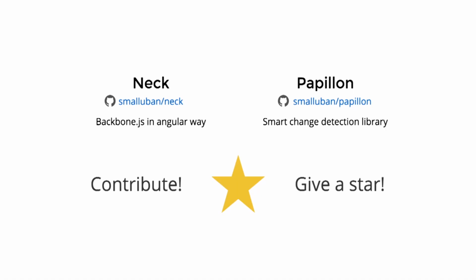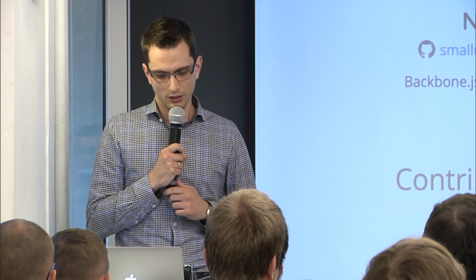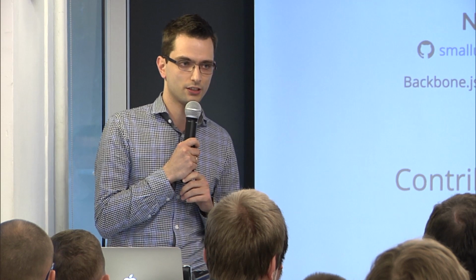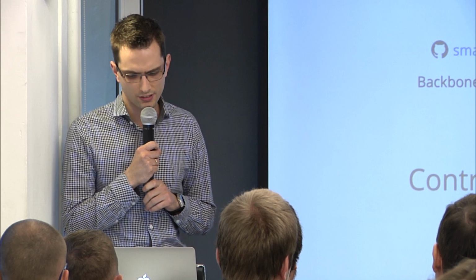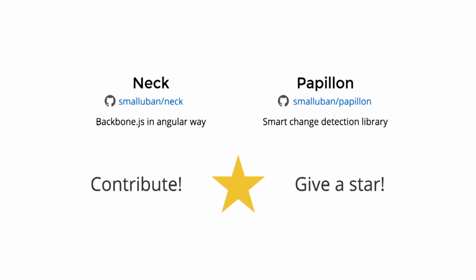Before I begin, I would like to share with you my contribution to data binding. Those are my two projects that I'm working on. The first one, NEC, is a library that extends Backbone.js functionality. It adds event-driven data binding, a dependency injection module, and doesn't overwhelm us when creating logic in the view. And the second one is Papillon, a smart change detection library, which I finished last month.